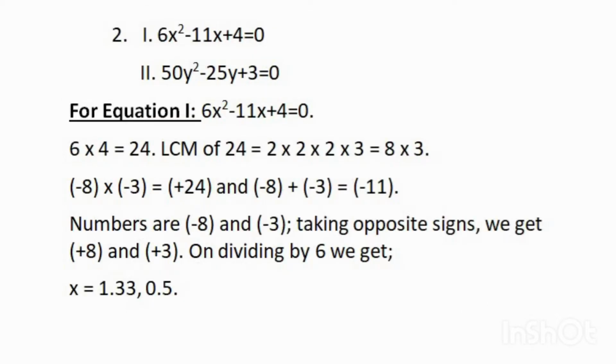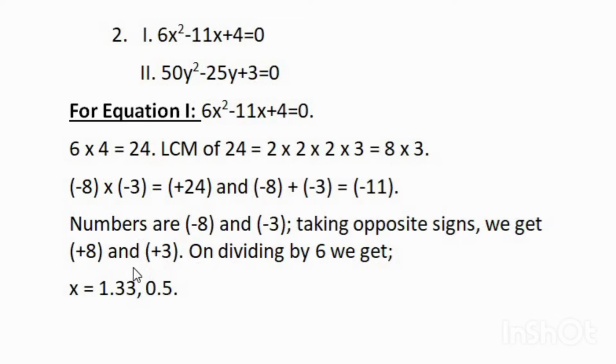In the second workout question, the equations are 6x square minus 11x plus 4 equal to 0 and 50y square minus 25y plus 3 is equal to 0. And considering first equation, 6 into 4, multiplying the constant term and x square term, so 6 into 4 equal to 24. Taking the LCM of 24, we will get 2 into 2 into 2 into 3, which can be written as 8 into 3, because minus 8 into minus 3, we will get plus 24, and when we do minus 8 plus minus 3, we will get the middle term as minus 11. So the numbers are minus 8 and minus 3.